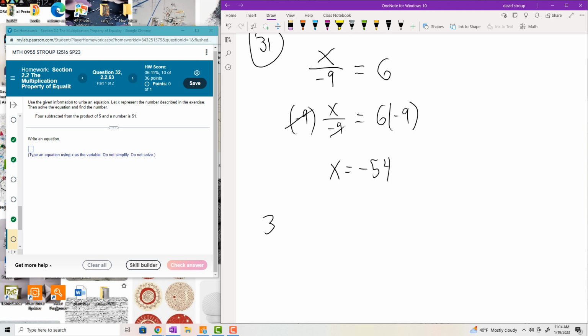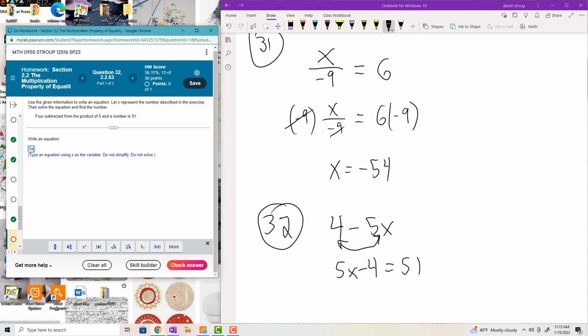Normally I kind of train people to write it like 4 minus the product of 5 and a number. But that phrase subtracted from reverses the order. Okay, so it'll be 5x minus 4. And then it says that is 51. Let's just make sure that's right. Sometimes I get these wrong. 5x minus 4 equals 51.